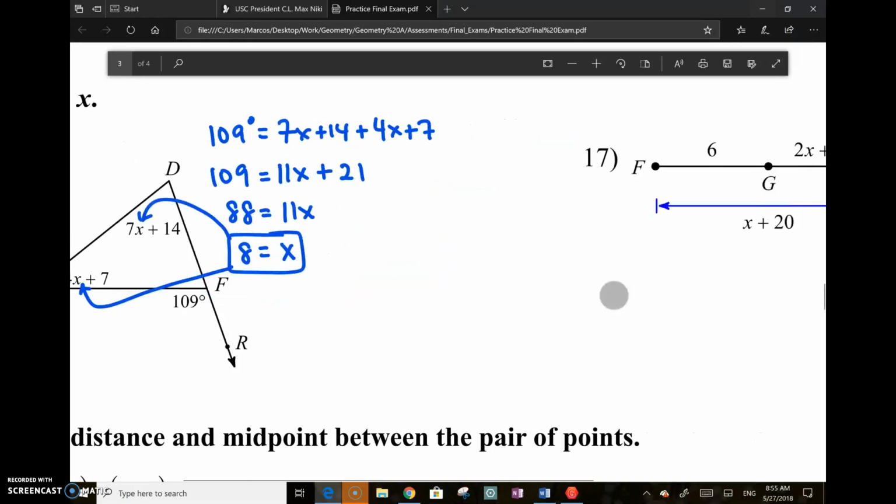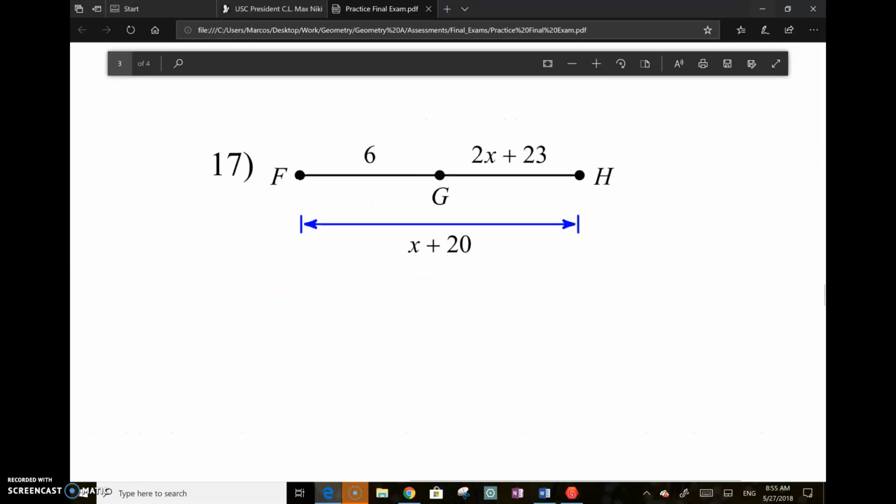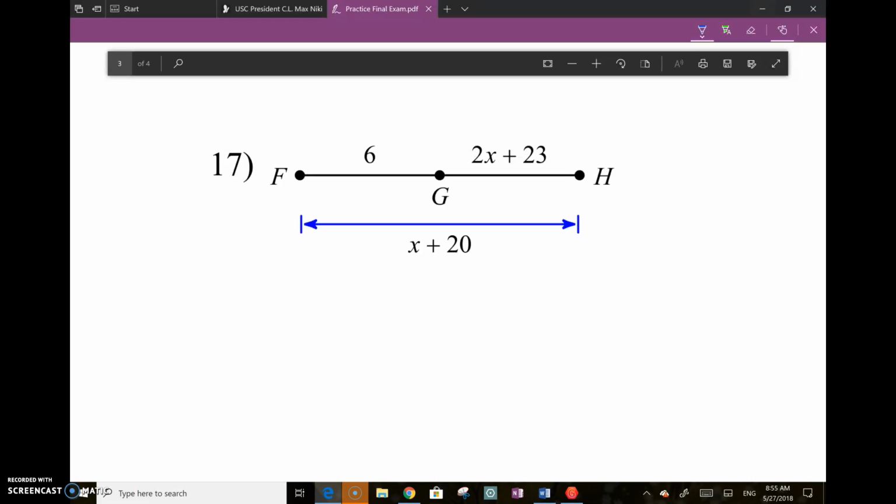Okay, let's move on. Number 17. This is the segment addition postulate, and the way I know that is because I have a segment that is divided into two smaller segments, and I'm given the entire length of this, which is here in blue. And so what I can say is that this segment added to the other one is simply equal to the entire thing, which is FH.